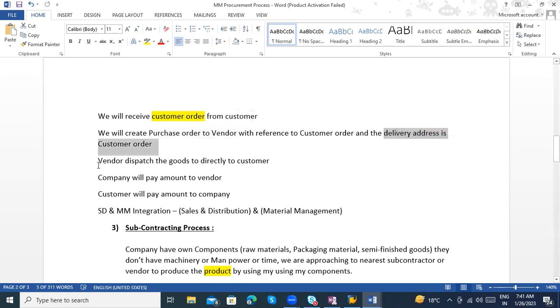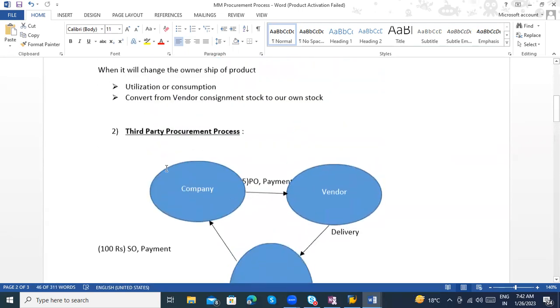And when the vendor dispatches goods to the customer, we logically assume that we also get some notification that the stock has been dispatched to the customer. Based on that, we logically think the GR part is completed. So we will not do the GR in my system, because it is happening from the vendor stock directly to the customer. We will be paying the amount to the vendor and we will receive the amount from the customer. So this is the third party process.